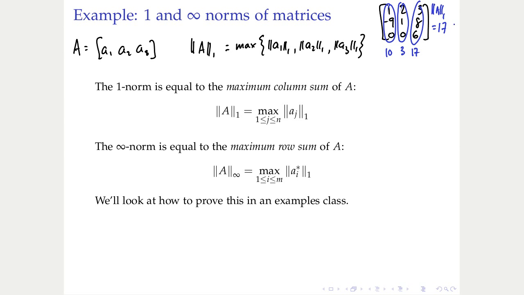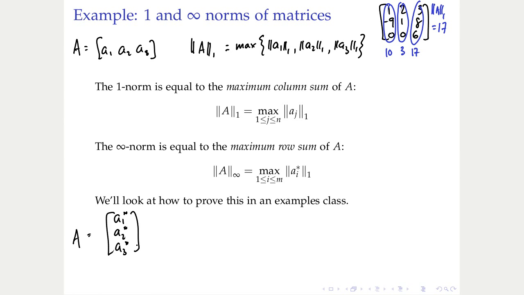Now, I'm not going to prove this now, but we'll go over this one in our first examples class. Okay. Likewise, the infinity norm is just as easy to compute. Where the one norm is the maximum column sum, the infinity norm is the maximum row sum of A. So if we write A slightly differently, in this case we've got A is equal to A1 adjoint.